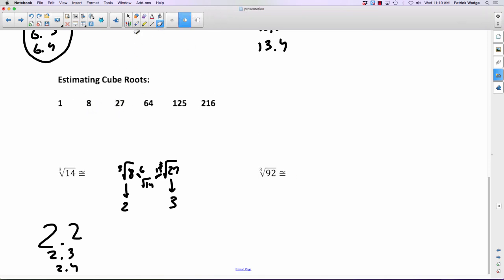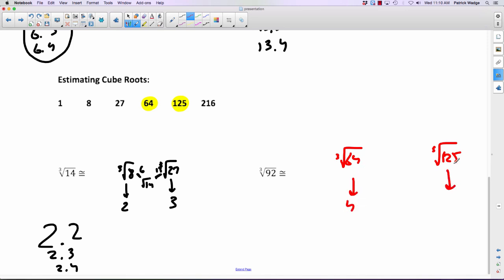And the last one, cube root of 92. 92 falls between which two perfect cubes? Between this one and this one. Ooh, this one's going to be hard. So we know the cube root of 64 and we know the cube root of 125. Number that multiplies by itself to give 64. When you multiply by itself 3 times, that is 1, 2, 3. It's 4. 4 times 4 is 16. 16 times 4 is 64.